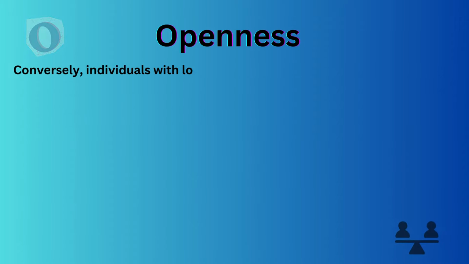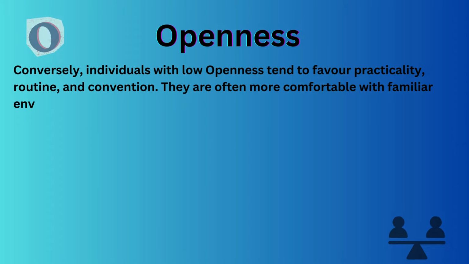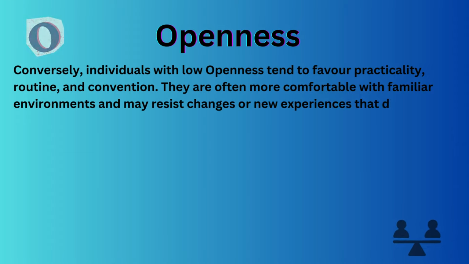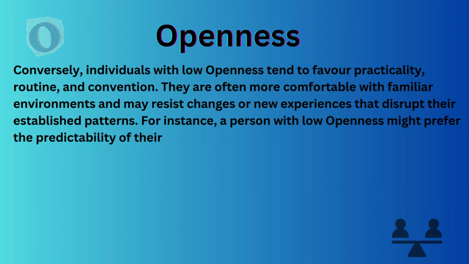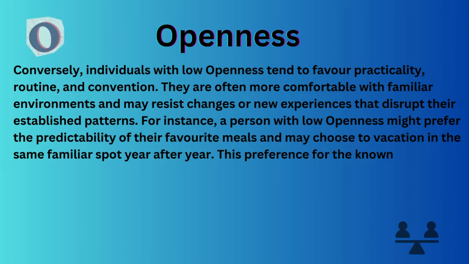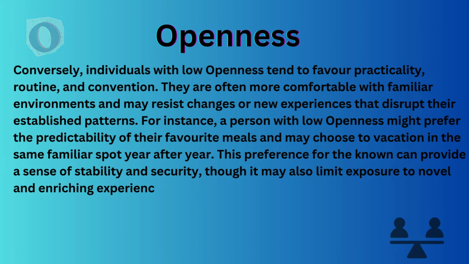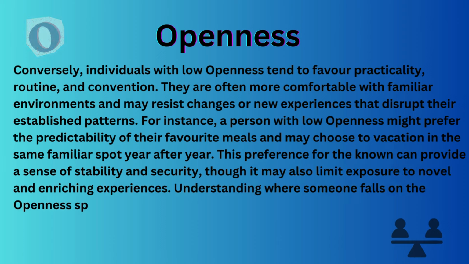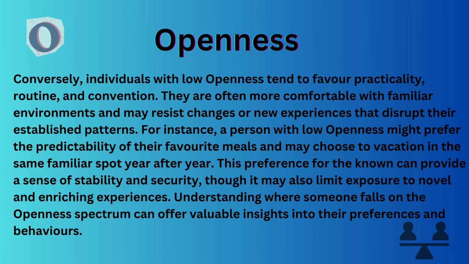Conversely, individuals with low openness tend to favor practicality, routine, and convention. They are often more comfortable with familiar environments and may resist changes or new experiences that disrupt their established patterns. For instance, a person with low openness might prefer the predictability of their favorite meals and may choose to vacation in the same familiar spot year after year. This preference for the known can provide a sense of stability and security, though it may also limit exposure to novel and enriching experiences. Understanding where someone falls on the openness spectrum can offer valuable insights into their preferences and behaviors.